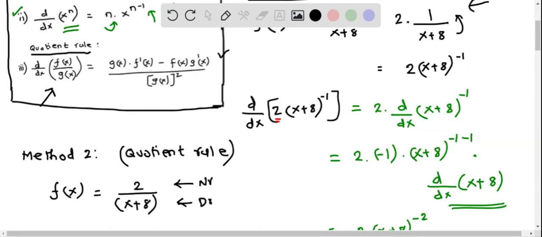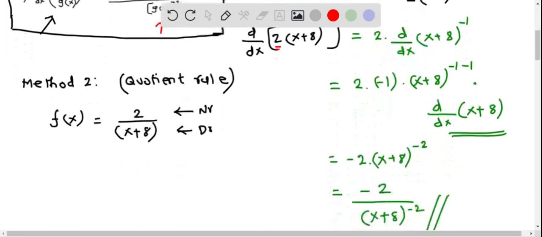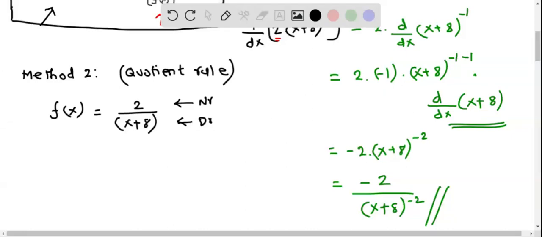If we have functions f of x over g of x, and we have to find the derivative, the rule says you take the function g of x, that is the denominator function, multiply it with the derivative of the numerator function, that is f prime of x, and then you put minus, then you take the f of x and multiply it with the derivative of the denominator function, that is g prime of x, all over g of x quantity squared. So this is what the rule says. So we are going to apply that rule over here.